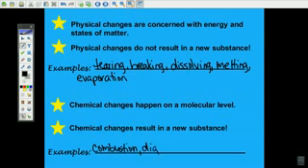Digestion. After you eat an apple and it comes out of your body, are you going to want to eat that again? No, because it is not an apple anymore. Oxidation. This is when substances react with oxygen. So if iron reacts with oxygen, you get rust. What else? Anything that's going to change your substance is going to be a chemical change. So you just have to ask yourself, did I change something?